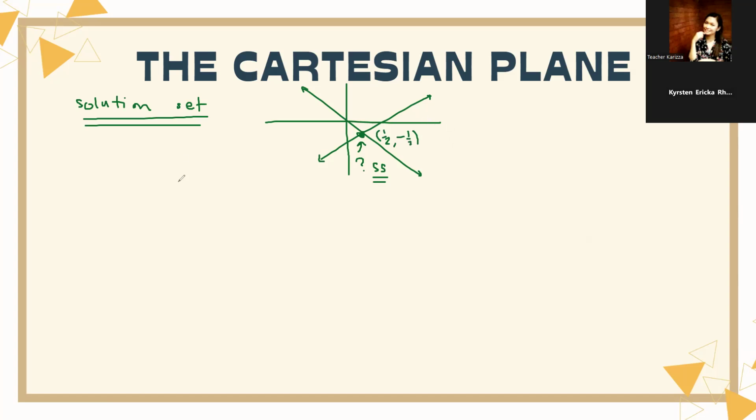So let's just do examples for substitution, and then we'll do elimination. We have the substitution method, and then we have elimination. Okay. So first, for the substitution method, let's say we have the two equations.